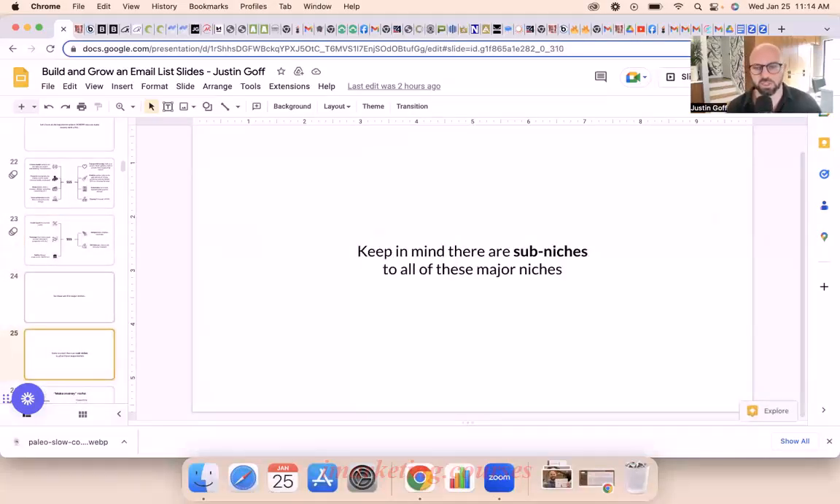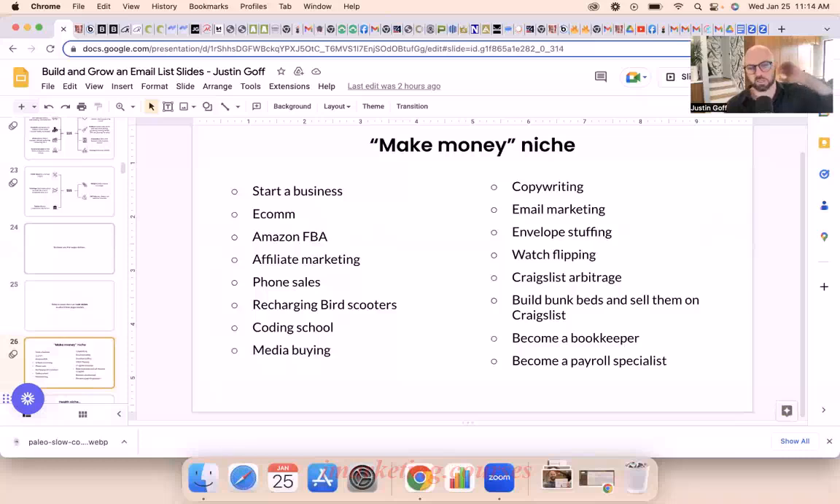So those are the major niches. And like I said, there are sub niches to each one. So we'll kind of go over that now. The make money niche is a great example of this. You could have everything from how to start a business to e-commerce to Amazon FBA to affiliate marketing, phone sales. There's more like real in-life stuff and not on computers.